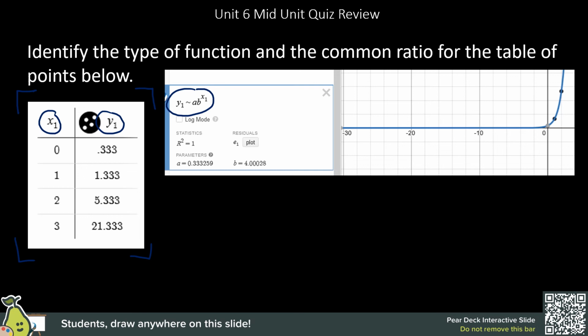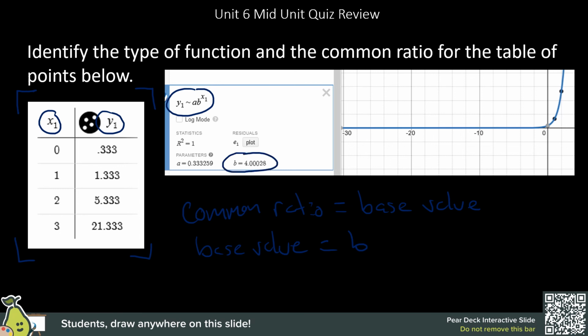Now the question is asking us for a common ratio. Now your common ratio, okay, is just another way of saying your base value. And we know that in this case, our base value is equal to b. So when we look at this here, we see that our b value is roughly 4. So that means that our common ratio is equal to 4.